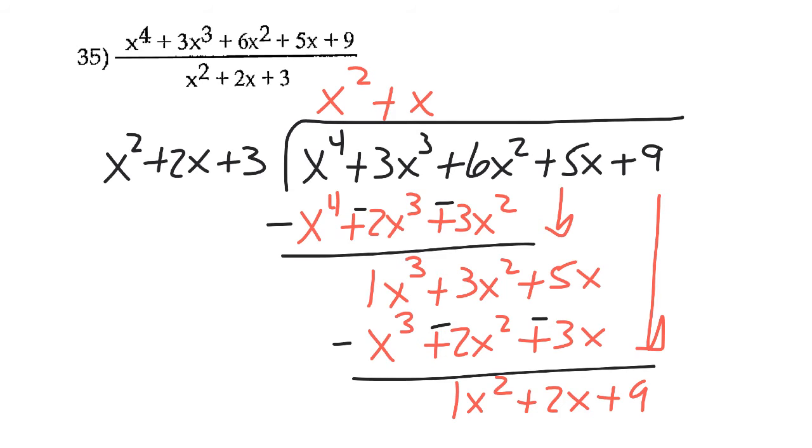What do you take times x squared to get x squared? Only a positive 1 will get you there. And positive 1 times x squared is x squared. Positive 1 times 2x is 2x. Positive 1 times 3 is 3. Change the signs one last time and add down. And I believe we get a remainder of 6.